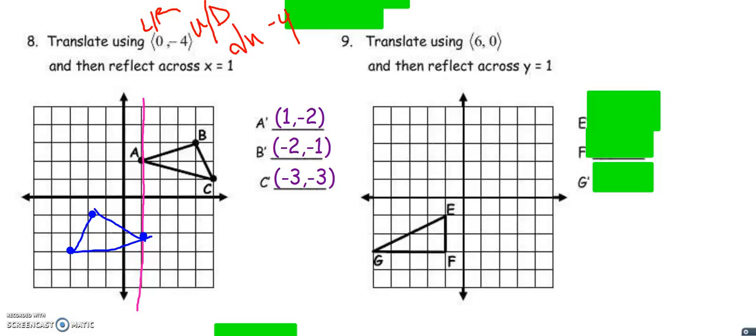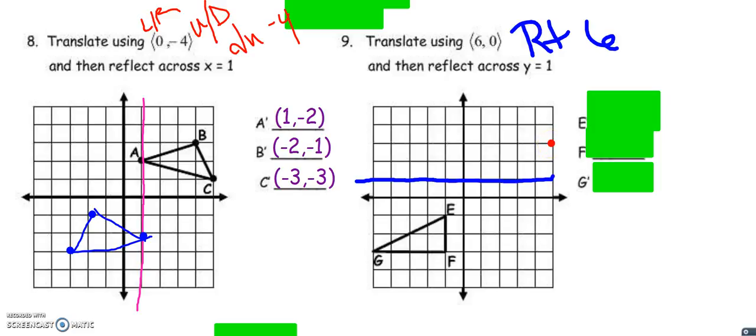Number 9 wants you to translate using 6, 0, and then reflect across y equal 1. So y equal 1 is going to be this line right here. 6, 0 is going to send you to the right 6. So I would go to the right 6 first. So E is 1, 2, 3, 4, 5, 6. It takes 1, 2 to get to my line. Go 2 further, and there's your point.